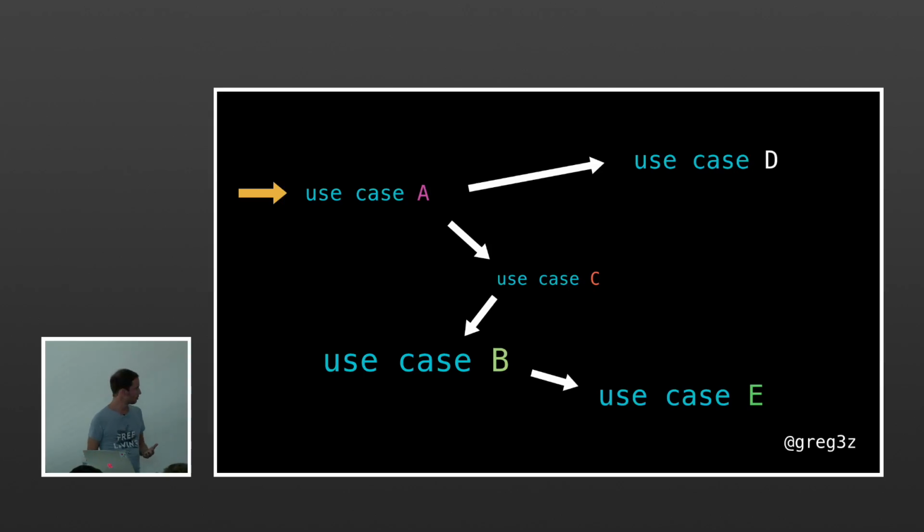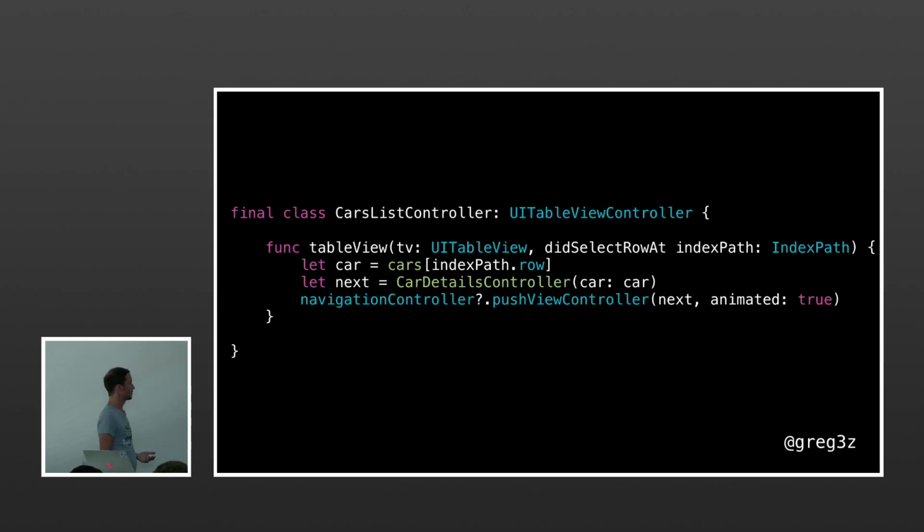So what we usually do is something like this. Here we are in the controller layer. We are in this cars list controller. This guy should be only responsible for rendering a list of cars. But what we often do is, in the didSelectRowAt indexPath method, we instantiate the next controller, in this case, the car details controller, and we push it on the navigation stack.